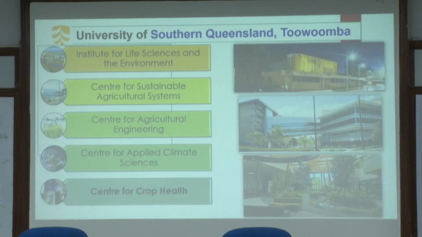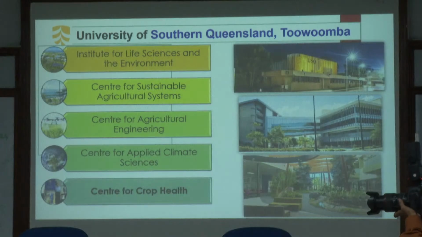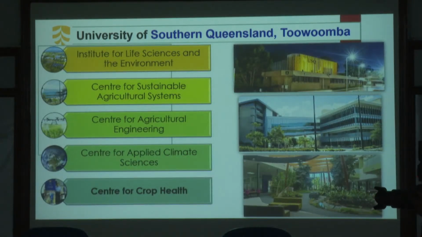This is a new university. Although it was established in 1967, it's emerging in its research perspectives. The major centers offering research in the agricultural sector in this university are the Institute of Life Sciences and Environment, Center for Sustainable Agricultural Systems, Center for Agricultural Engineering, Center for Applied Climate Sciences, and Center for Crop Health.